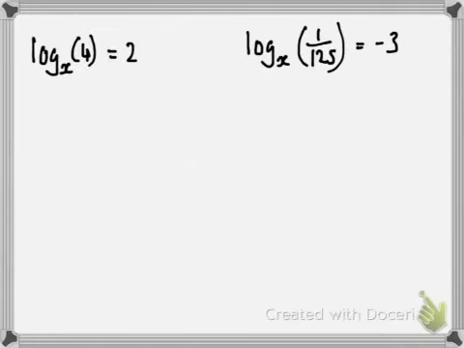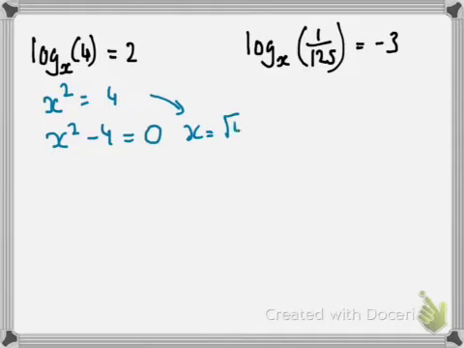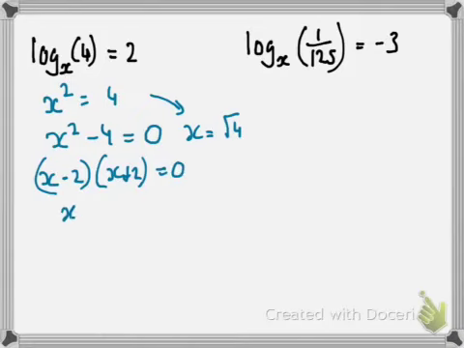Next question. Out of log form to index form, x squared equals 4. X squared minus 4 equals 0. Okay, you could also do there x equals the square root of 4. Same thing. But if you do it this way, it's difference of perfect squares now. X minus 2, x plus 2 equals 0. X equals plus or minus 2.